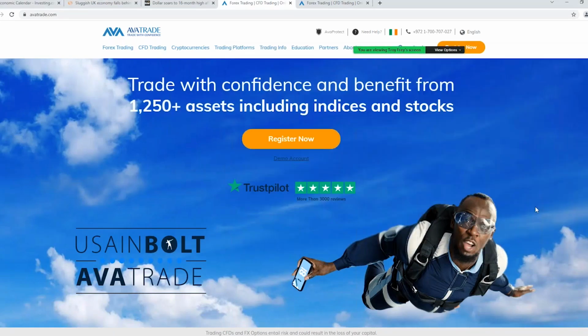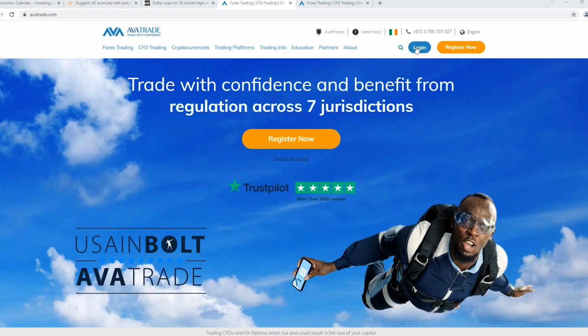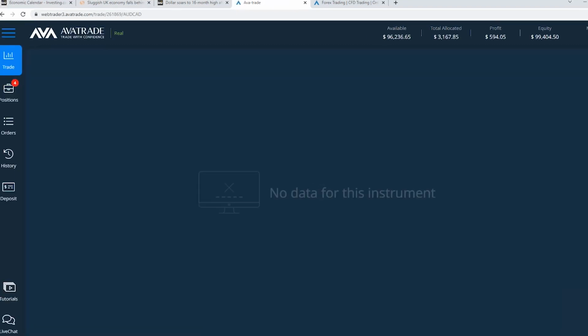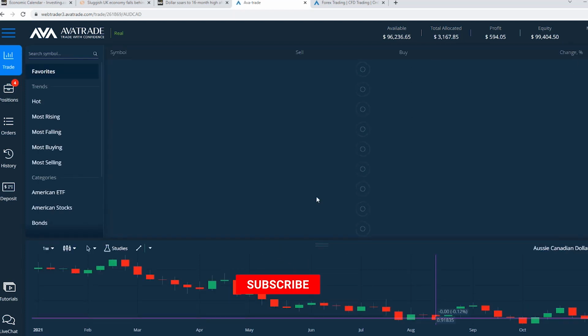And I'm just going to close the screen sharing on my phone. And if you log in here from our main website, and I can do that now on my test account, then you're in our web trader. And you may need to refresh your screen when you first log in just to get the data flowing, and there it is. Okay, I've got the Australian Canadian showing. Let's go to USD Canadian and we'll take a look.